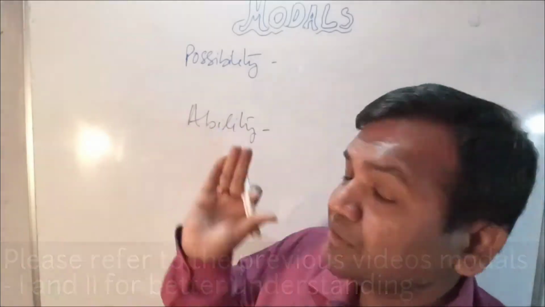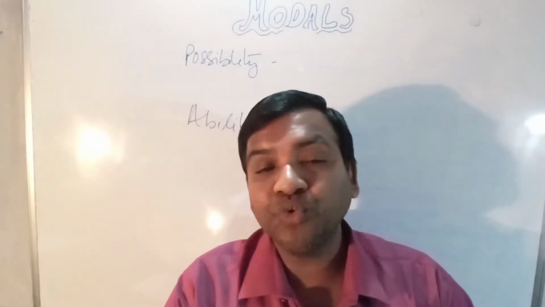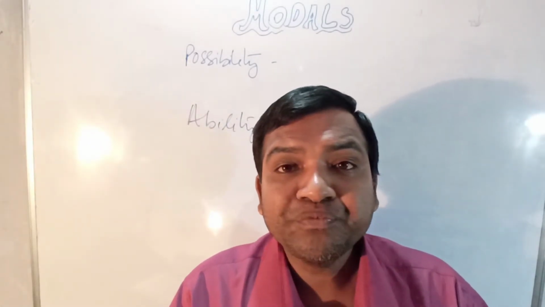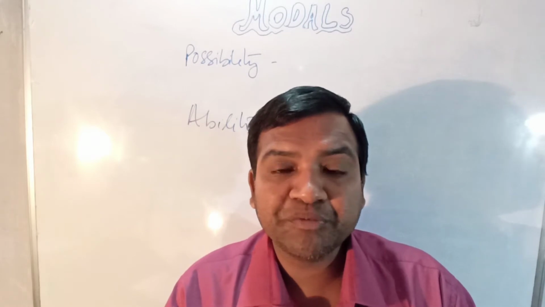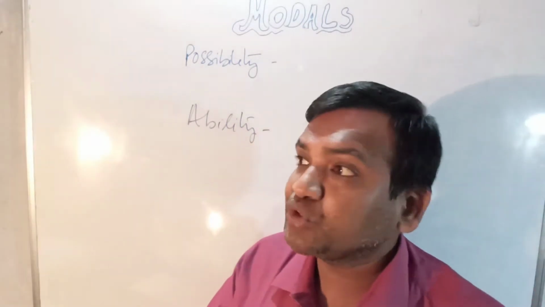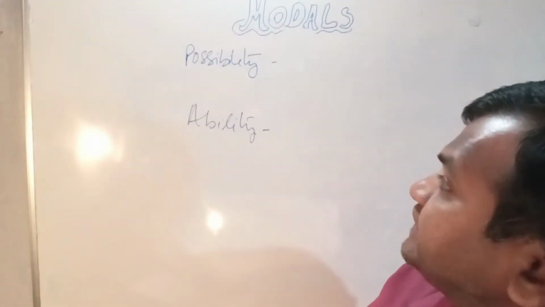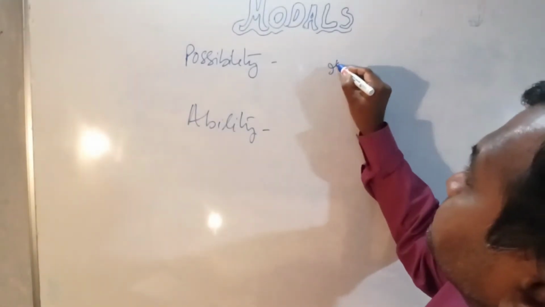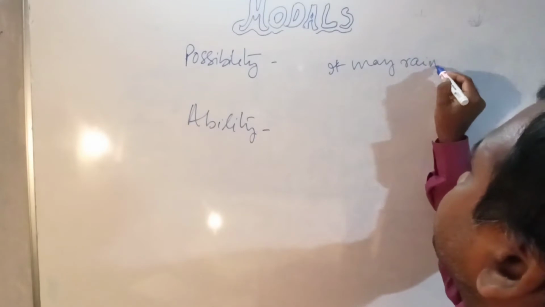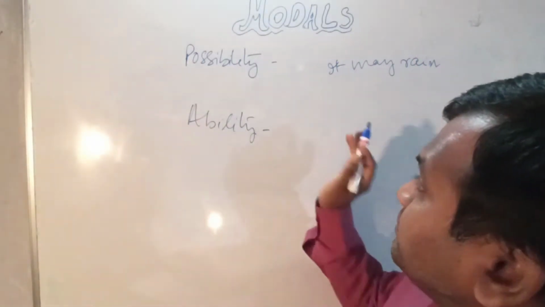What black clouds are there in the sky. How far is it possible to rain? Black clouds are there, so it is nearly going to rain. In such a case, it shows the possibility: it may rain. You see the possibility.